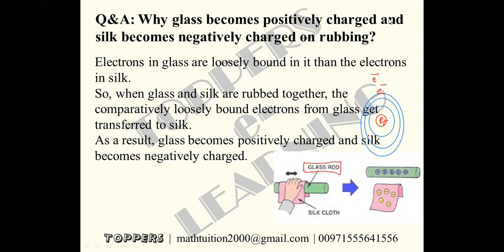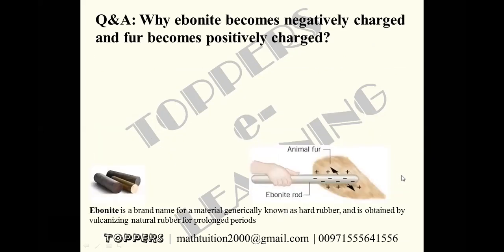Okay. Similarly, why does ebonite become negatively charged and fur positively charged? We have an ebonite rod, a plastic rod. When we are rubbing it with wool or animal fur, what is happening? Ebonite becomes negative, animal fur becomes positive. Ebonite is some kind of rubber, vulcanized rubber. Fine. What is the reason?